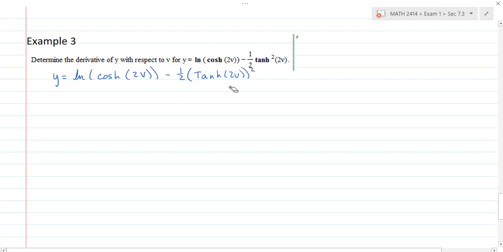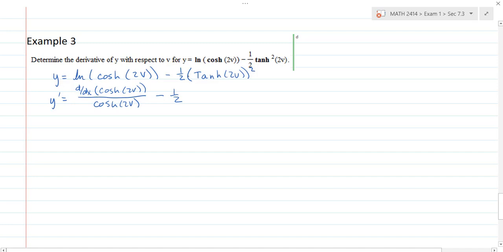I think it's going to be easier to see how to use the chain rule if you rewrite this square as the quantity of tangent squared. Now we're ready to take the derivative. Derivative of a natural log is going to be the derivative of the argument over the argument minus 1/2, and then I've got to use the chain rule.